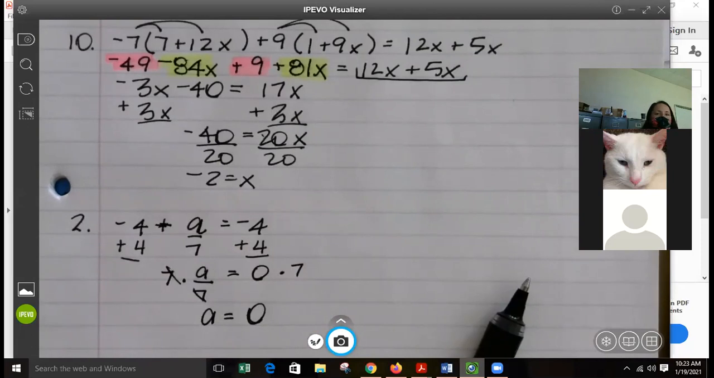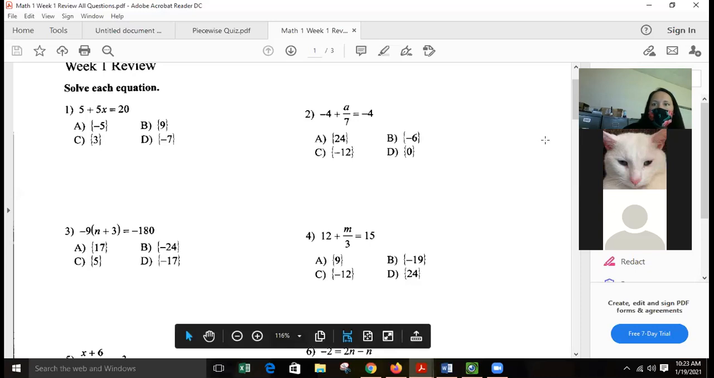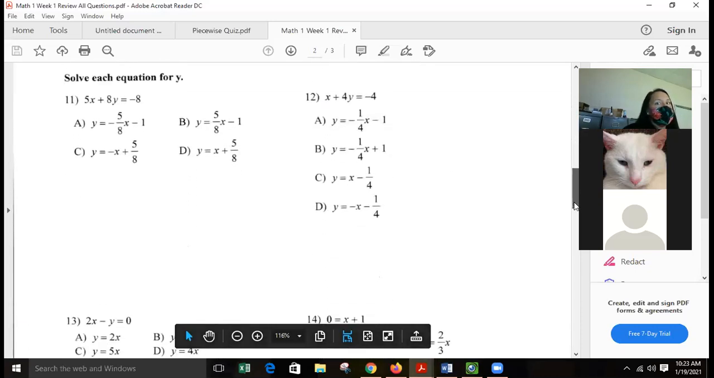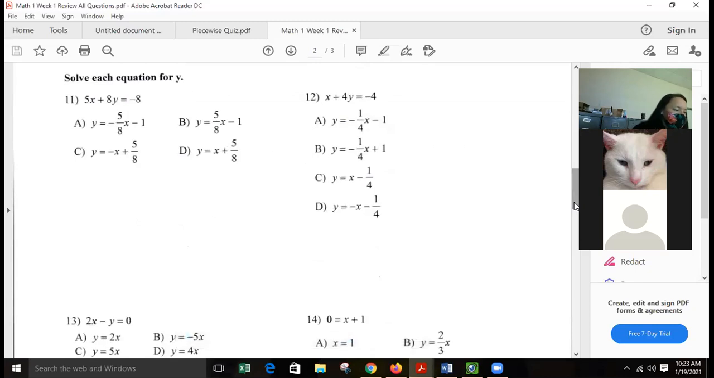All right. I think number 3 looks just like that. I don't know if it gives you 0, but you work it the same exact way. Okay. So there's solving equations. After we did solving equations, we did literal equations or solving for y. I'm going to write down number 11.